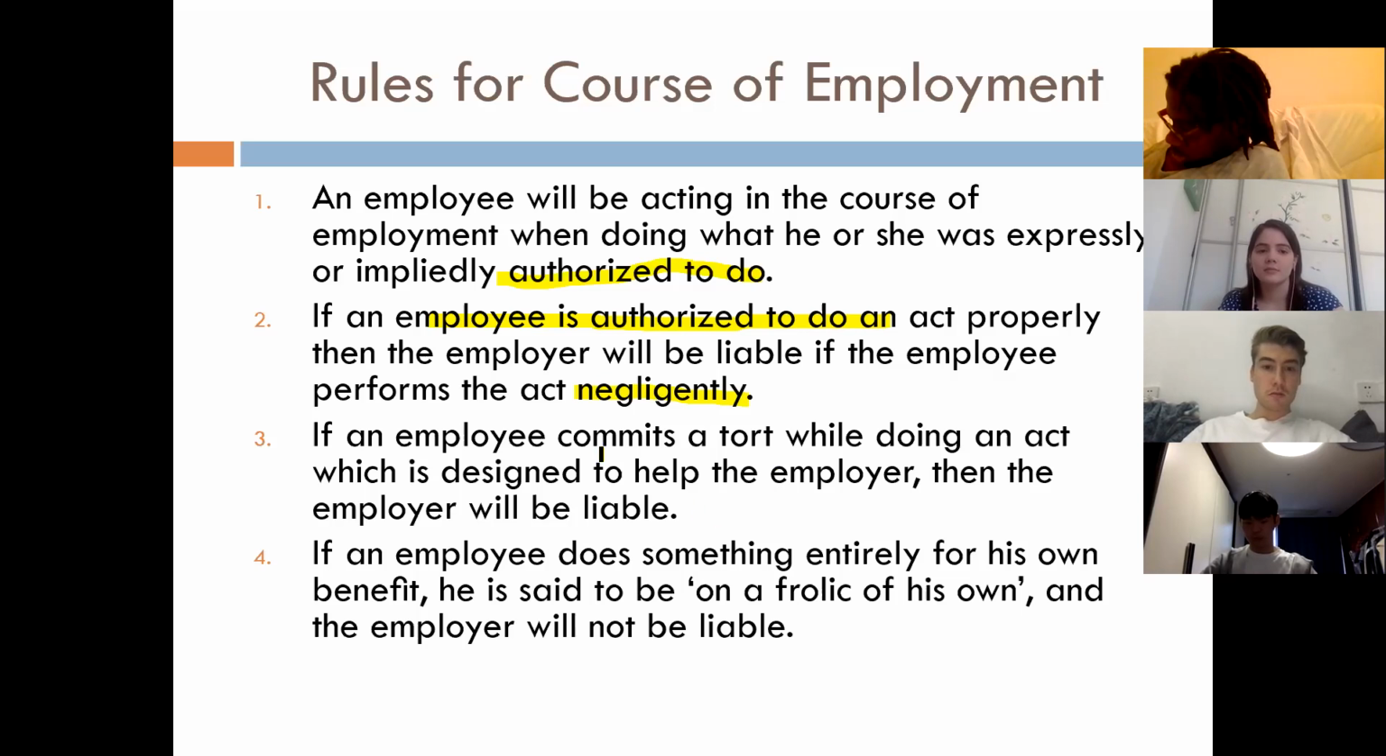Next is if I do something, a tort, while doing any act which is designed to help the employer. Now that's very different. That's not about time, and it's not about what I'm authorized to do. So let me give an example. I'm your law teacher, and this semester I am authorized to teach you law.